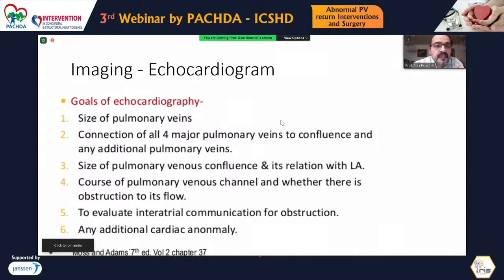However, echo remains the gold standard for diagnosis of this condition. The goals of any echocardiogram should be to size the pulmonary veins. The connection of all 4 pulmonary veins to the confluence should be visualized. Also, the size of the pulmonary venous confluence and its relation to the left atrium should be visualized, as well as the course of the pulmonary venous channel and whether there is obstruction or not, and to evaluate the interatrial communication and any additional anomalies.